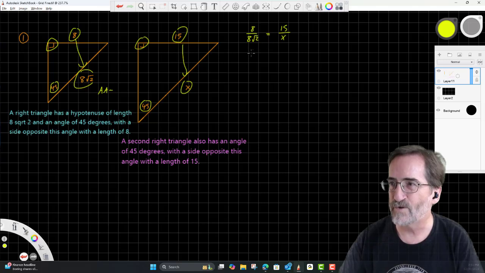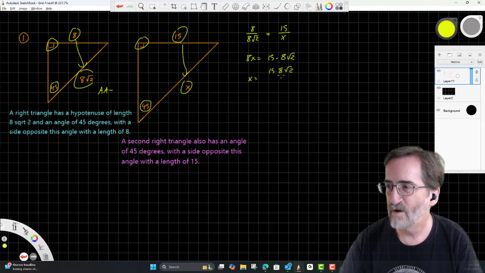And then cross multiply. 8x equals 15 times 8 root 2. Divide by 8. 15 times 8 root 2, divide by 8. Notice that some things cancel. The 8's cancel, and we end up with 15 root 2. Now, that is the way they expected you to solve it, and that's perfectly fine.